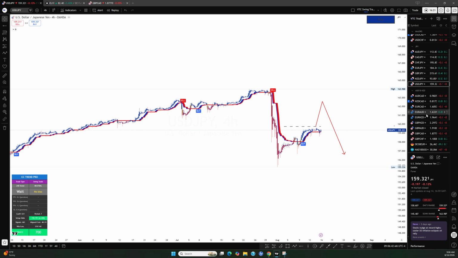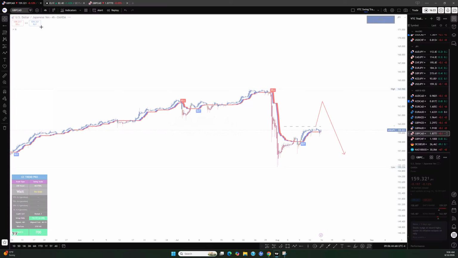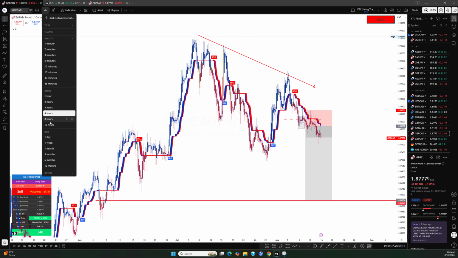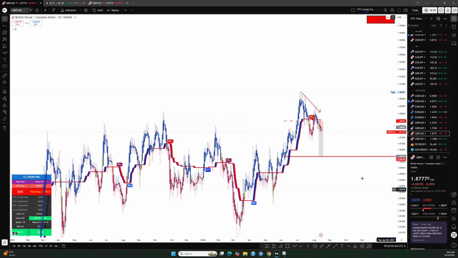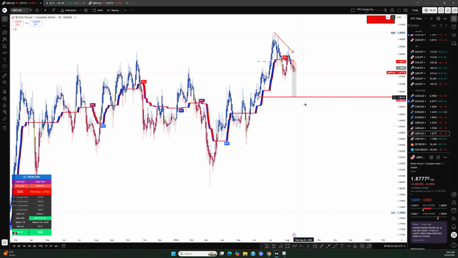Let's take a look at another pair. GBP CAD. This is one that I'm in right now currently. Daily time frame is telling us to what? Sell. 4-hour is in alignment, it's also telling us to sell. So that's exactly what we want to do. We want to sell GBP CAD because it's in the direction of the dominant time frame. The dominant time frame is telling us to sell, so it's exactly what we want to do.